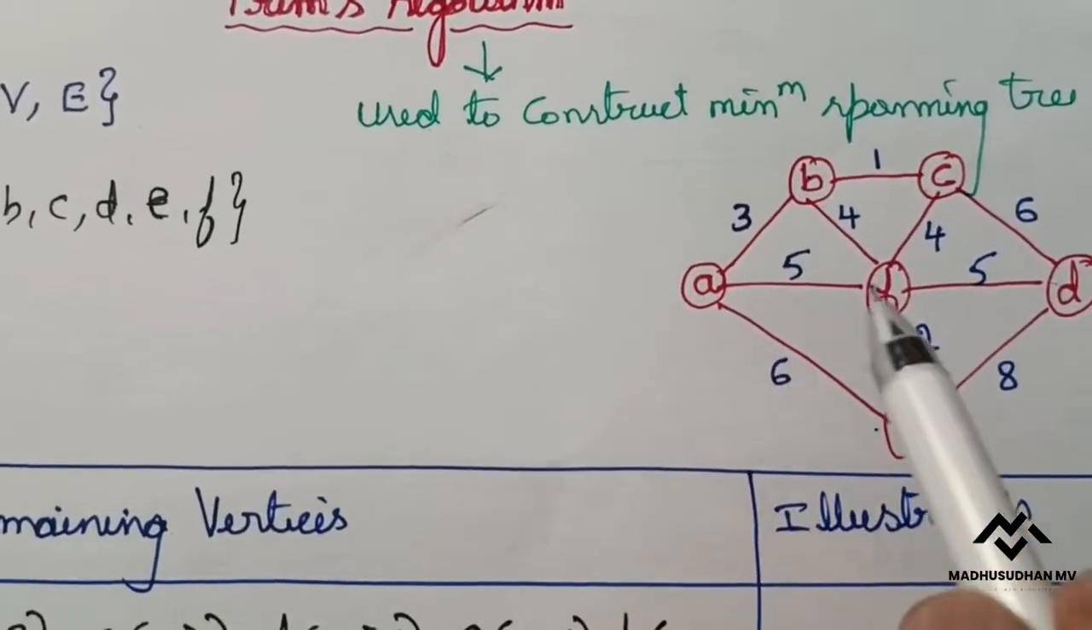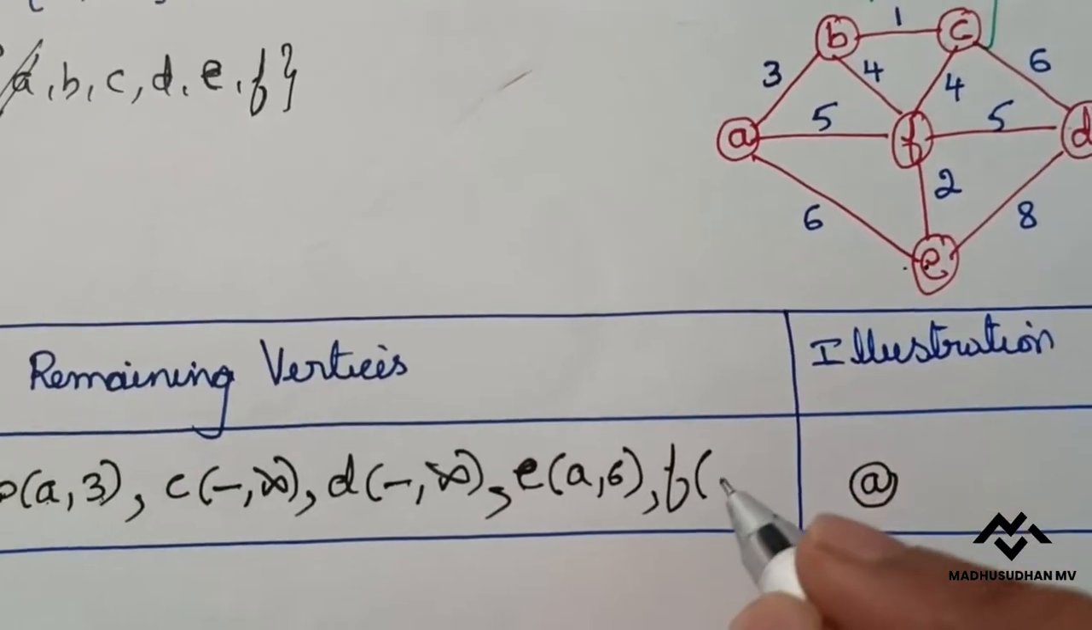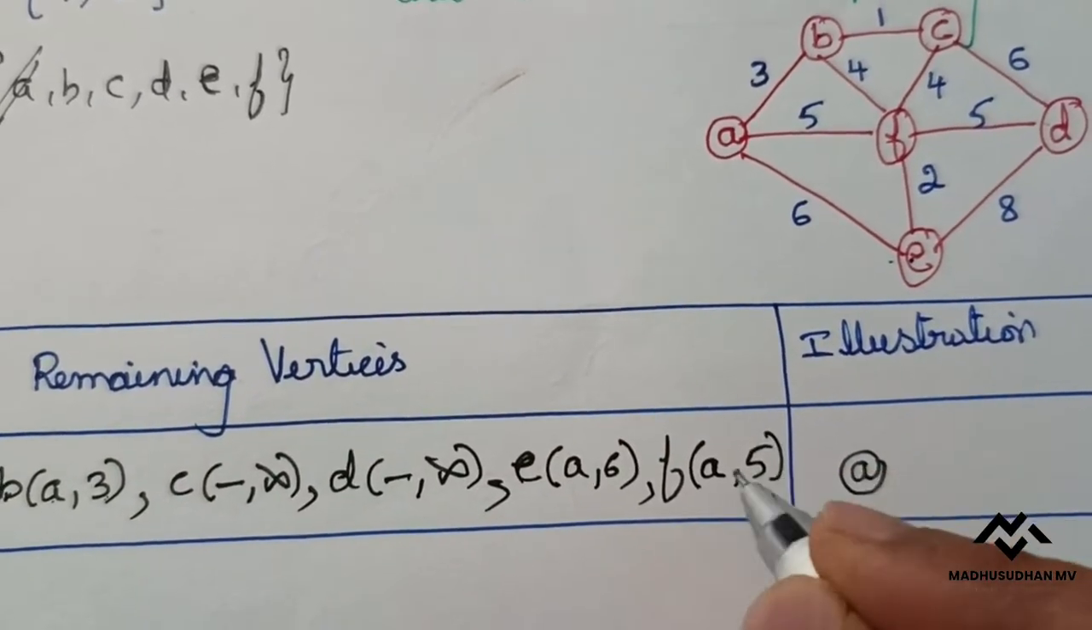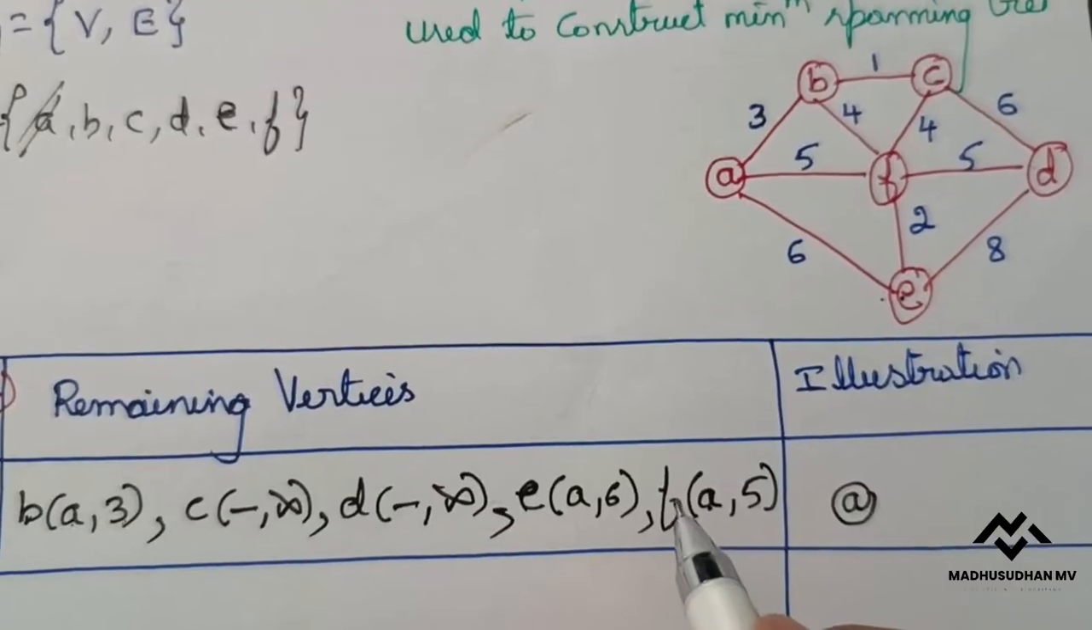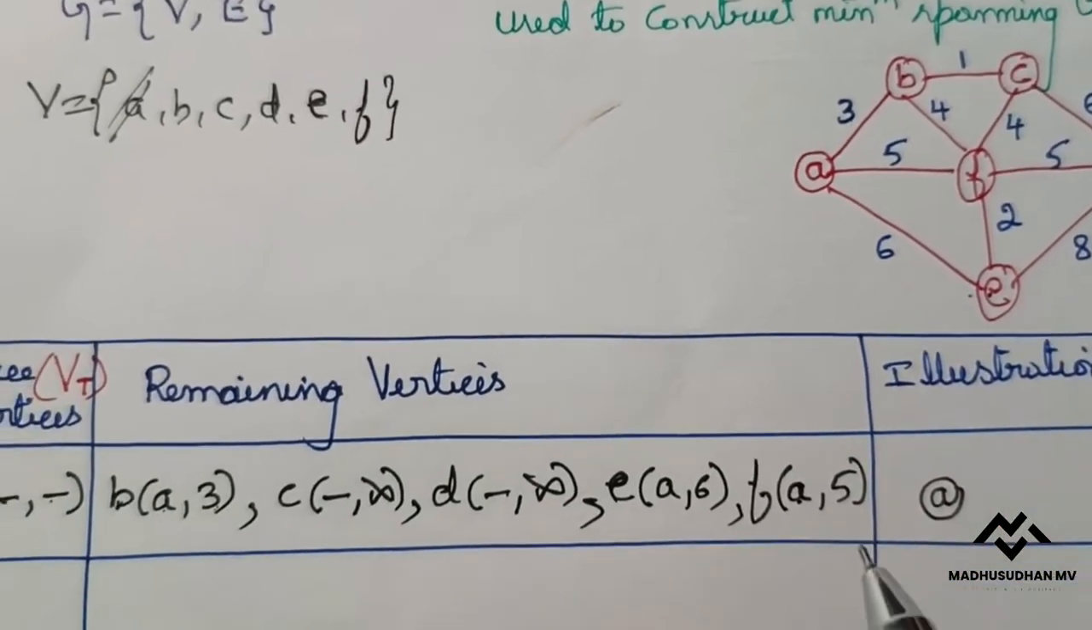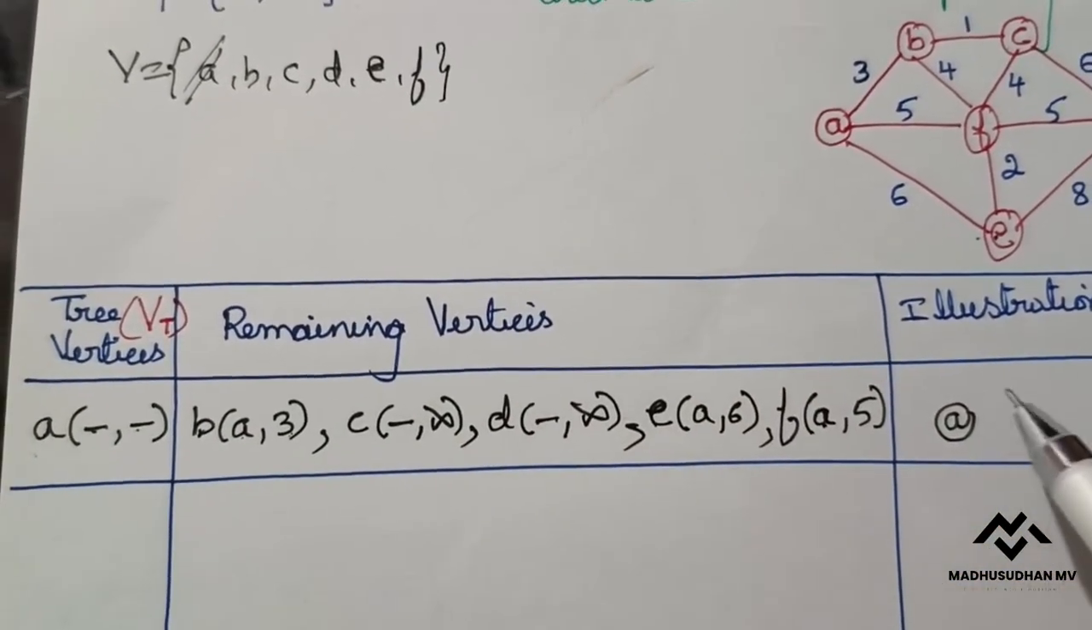Yes, F is directly connected to A. That is a distance 5. So I'll write F of A comma 5. That means from A, F is at a distance 5. This is what I did in the first step. Okay. Now this is my partially constructed tree.